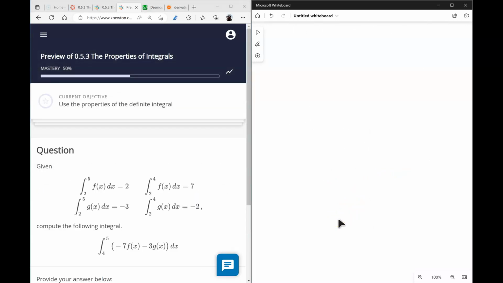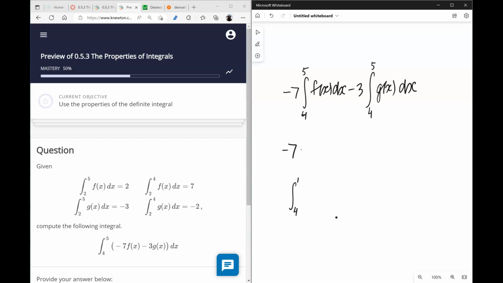Linear combination, so in this case the answer is -7 integrals from 4 to 5 of f of x dx minus 3 integrals from 4 to 5 g of x dx. And if all of that is given, so integral from 4 to 5, they're trying to be sneaky. So here's an extra step.